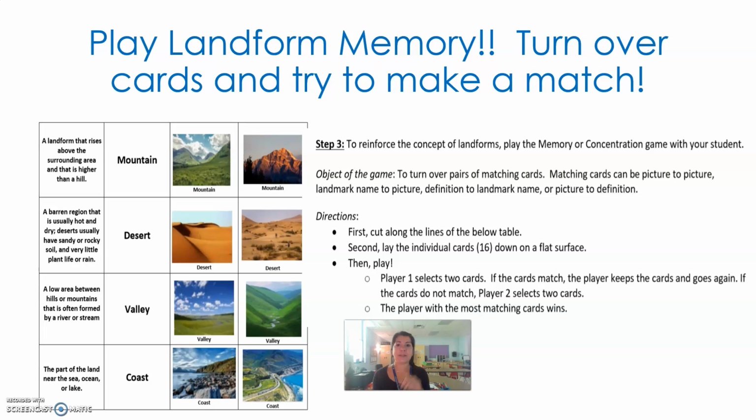So what you can do is flip over two, and if you make a match, that's great. You can do a picture to the landform, picture to definition. So you have 2, 3, 4 ways that you can make a match. And then whoever has the most matches at the end wins.